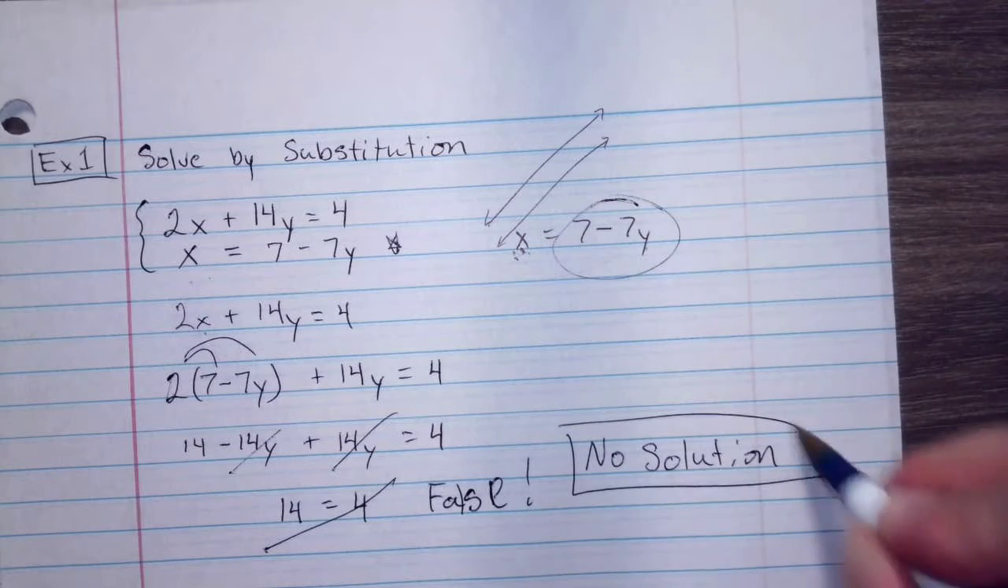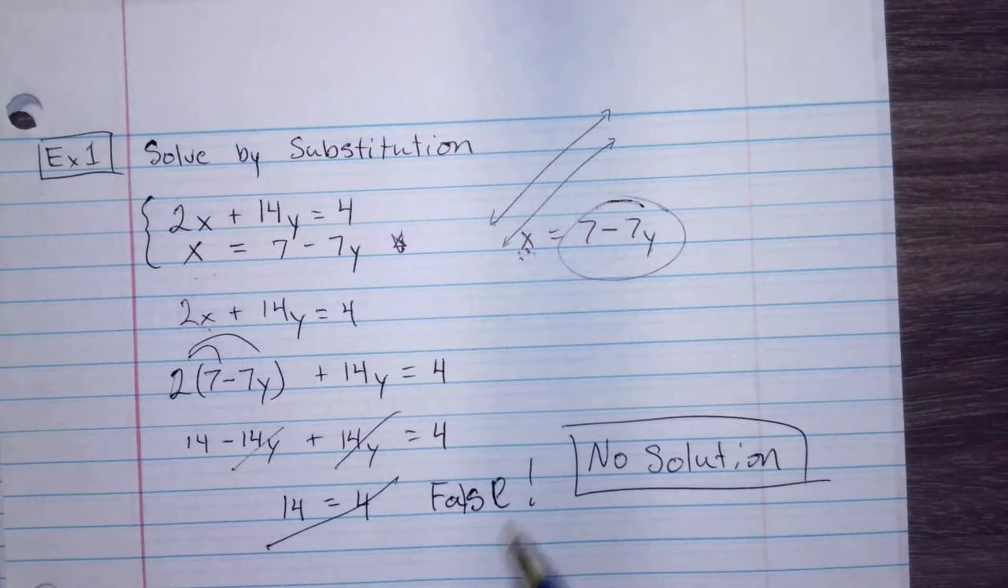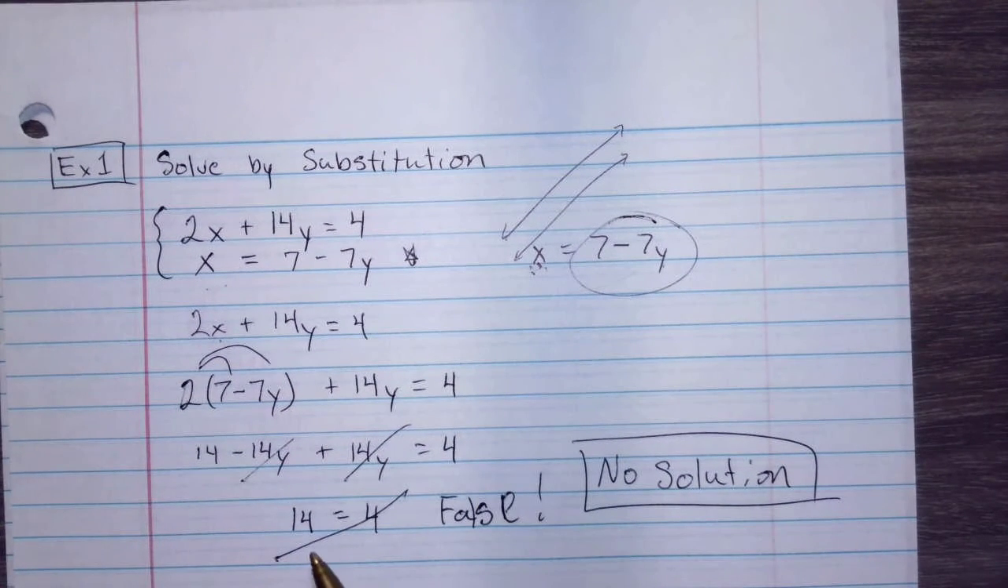Very simple. So whenever you do all the steps correctly from before, but you get something that's false, like some number equals a different number. If you get 0 equals 0, or 4 equals 4, or 14 equals 14, that's different. But we got a false statement here, so the answer is no solution. It corresponds to no solution.